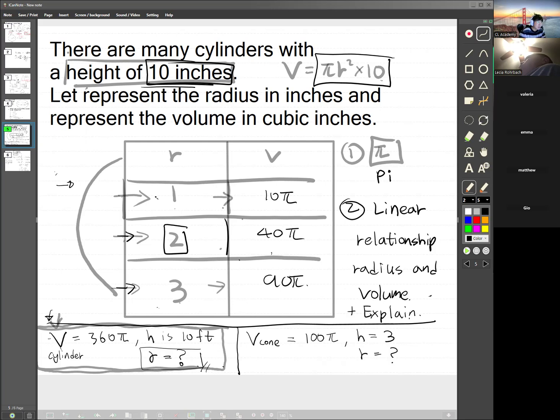One more time. Between radius and volume, is there any linear relationship between them? If yes, why? If no, why? Explain.